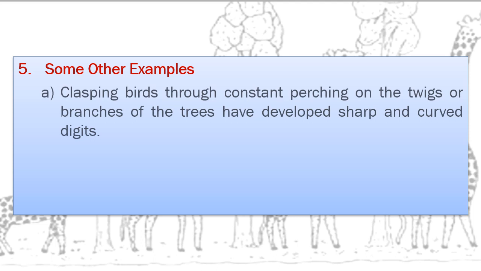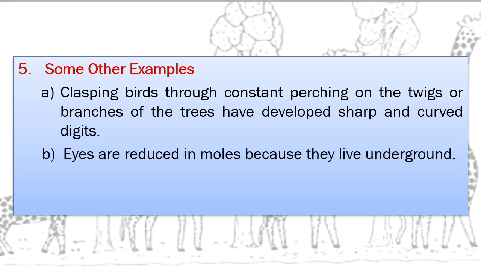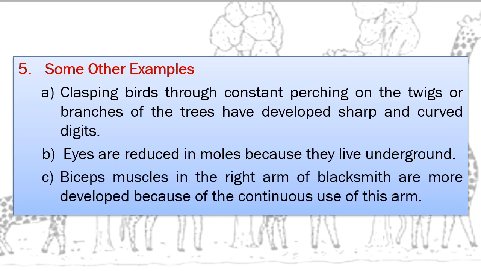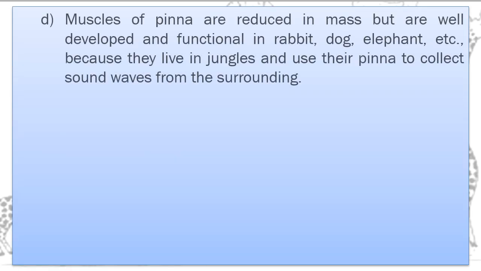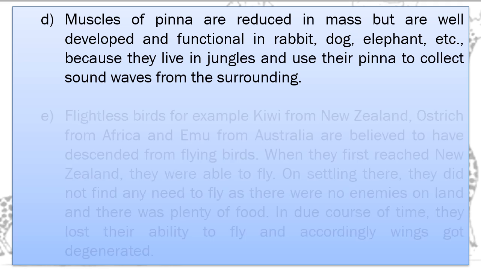Now let's talk about some other examples postulated in favor of Lamarckism. Clasping birds, through constant perching on the twigs or branches of trees, have developed sharp and curved digits. Eyes are reduced in moles because they live underground. The biceps muscles in the right arm of a blacksmith are more developed because of the continuous use of this arm. Muscles of the pinna are reduced in mass in humans but are well developed and functional in rabbit, dog, elephant, etc. because they live in jungles and use their pinna to collect sound waves from the surroundings.